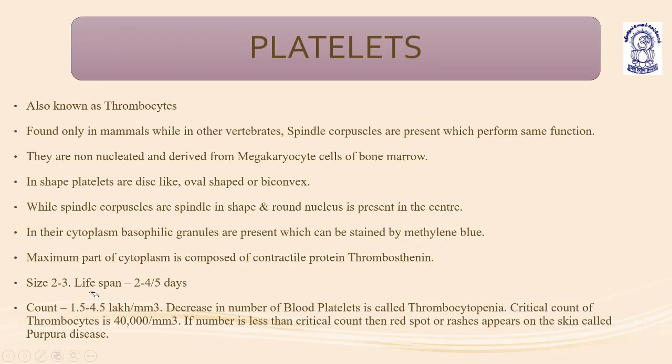Platelets. Platelets are also known as thrombocytes. They are found only in mammals, while in other vertebrates, spindle corpuscles are present which perform the same function. So platelets or thrombocytes are mainly found in mammals, while in other vertebrates, spindle corpuscles perform the same function. Understood?